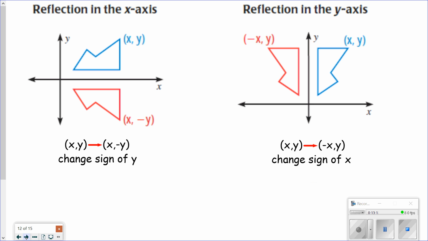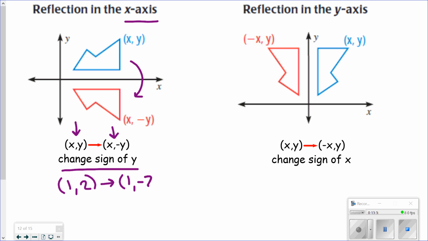A reflection over the x-axis, so flipping a figure over our x-axis, what we're going to do is just change the sign of y. So if our original coordinate is x, y, it would now be x, negative y. So for example, if I had 1, 2 as my coordinate, the new coordinate would be 1, negative 2.